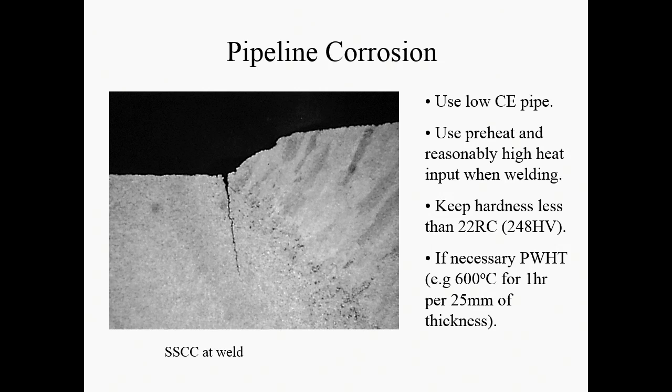Keep the hardness low. You can check the hardness. There are the portable hardness testers about the size of a cigarette packet that you can put on the surface, and a little indenter will be spring loaded into the surface and will come back and you can measure that. If we keep the hardness less than 22 Rockwell C, which is 248 Vickers hardness, generally there isn't a problem. And that means you're unlikely to have formed any of these high hardness martensitic phases, for instance.